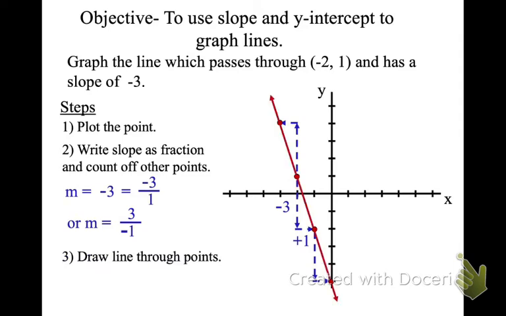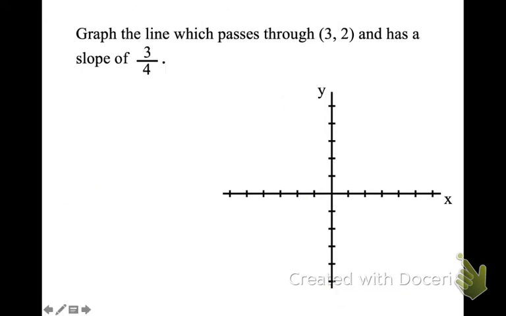Now, one of the biggest mistakes is that kids do all this work and then they forget to draw the line. Okay? You'll lose 3 points if you cannot remember to draw the line through the points. So now they want us to graph the line which passes through (3, 2) and has a slope of 3/4.